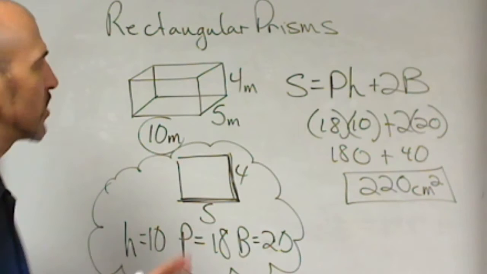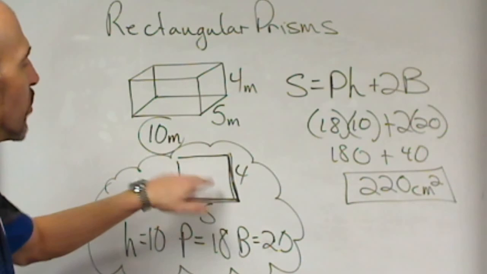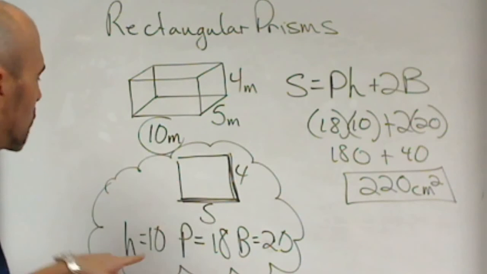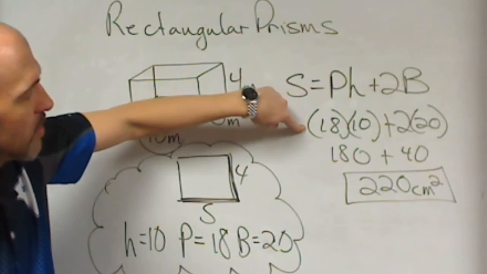So again, surface area covering the outside. You always want to draw your base. Whatever number is missing from your original picture, that's your height. Find the perimeter of the base, find the area of the base, plug it in the equation.